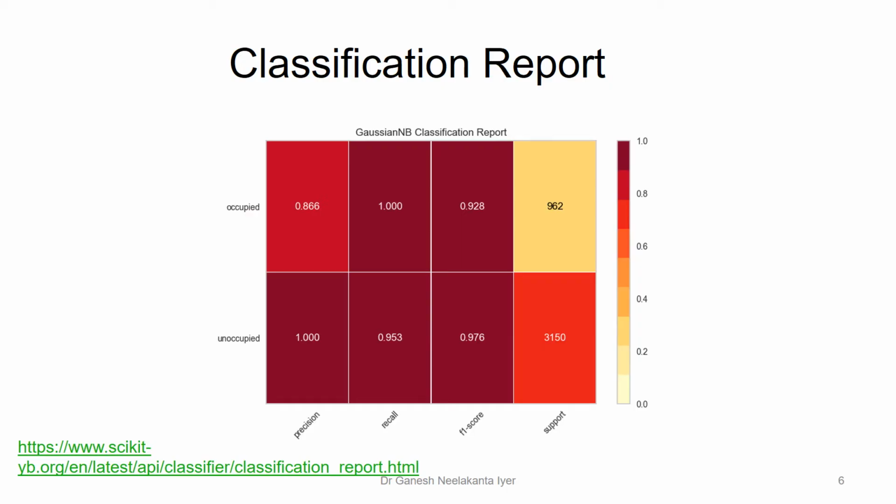So, for example, a classification report could look like this. You have some numbers, occupied, unoccupied. And in the previous video, we have seen precision, recall, F1 score, etc. as the key measures. So we can see here how precision looks like, how recall looks like for various values.